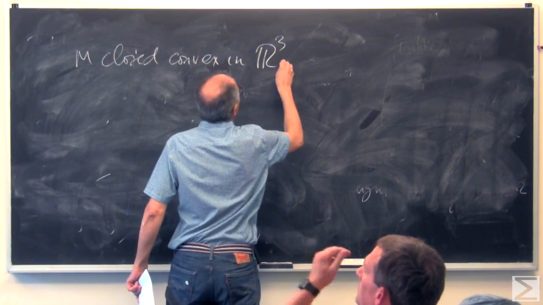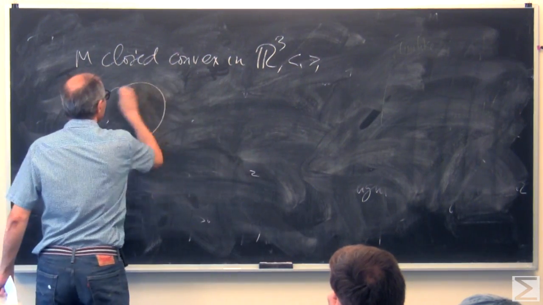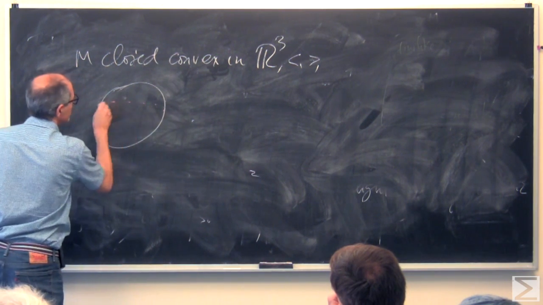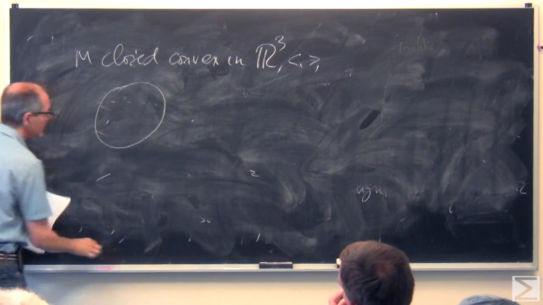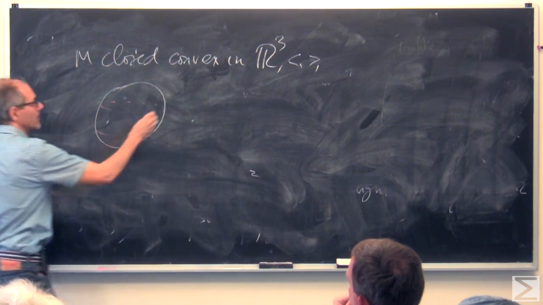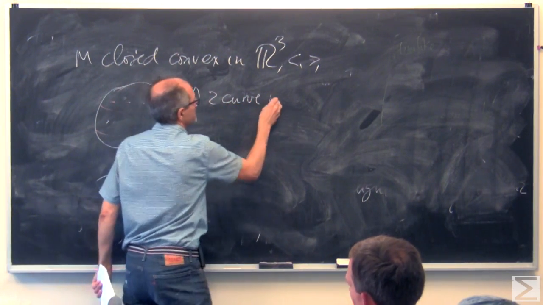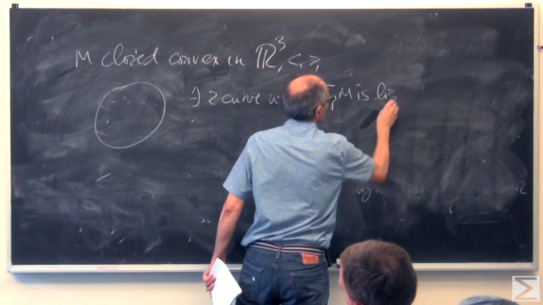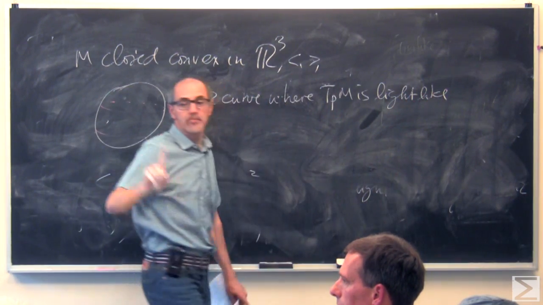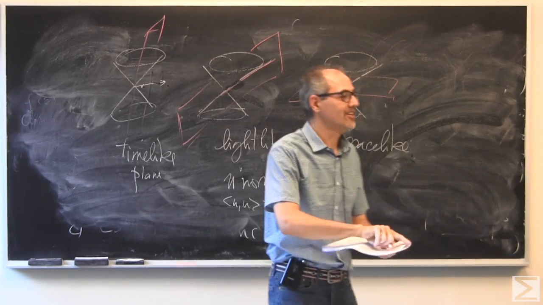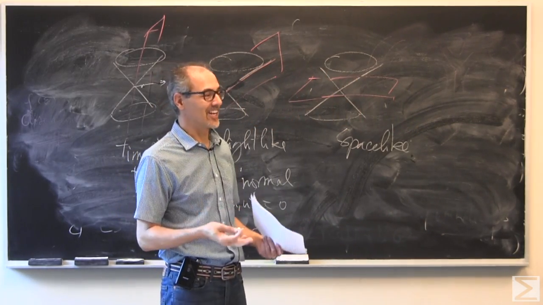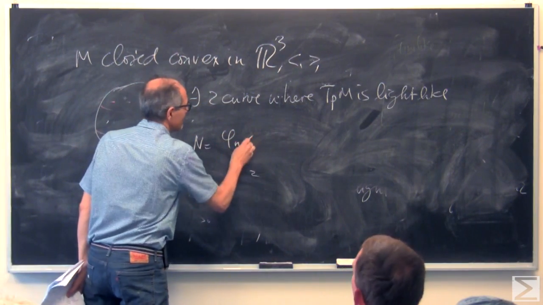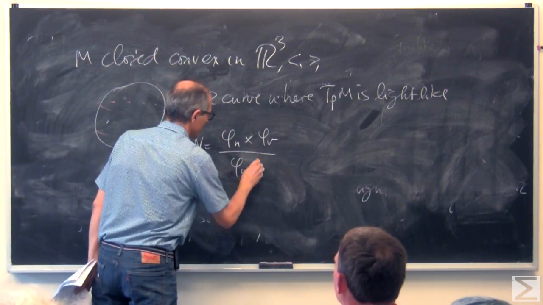in R3,1, I'll just draw it, then there are two curves where the tangent plane is light-like at each point on the curve. What does that mean? It means that the normal is not transverse. It sits inside. It has length 0. If it has length 0, I cannot differentiate the normal. The unit normal, you remember, is phi_u cross phi_v over the norm of phi_u cross phi_v.